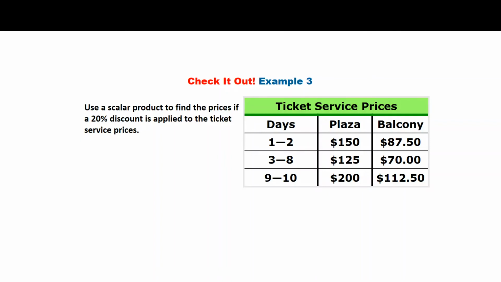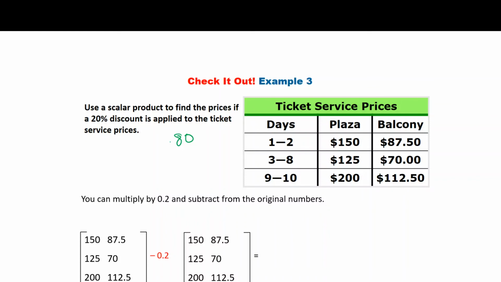So if you're getting a 20% discount, remember that you're going to only pay 80%. So all we have to do is take these numbers and multiply each of them by 0.80, or 80%, instead of multiplying by 0.2 and then subtracting. I think that's a little bit too much work. So you can multiply by 0.2 and subtract from the original numbers, or do it my way and just put it in the calculator and multiply by 0.8. So here they've done it again for you.